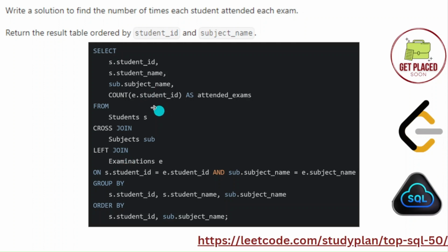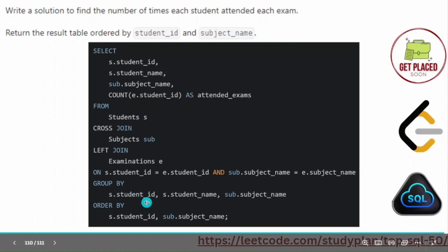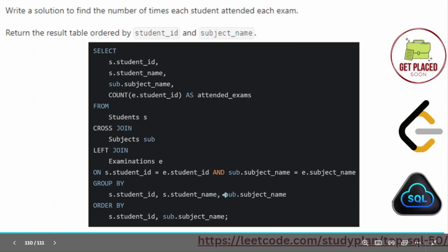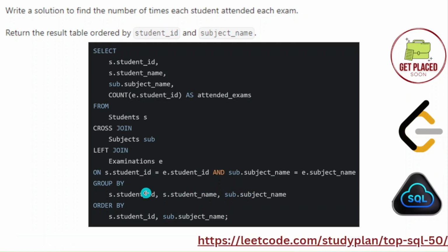Whenever we use an aggregate function like count, average, sum, whatever it may be, we mention group by. What are we doing in the group by? Student ID and student name from the students table and subject name from the subject table we are grouping. This group by clause groups the result by student ID, student name and subject name to ensure the count is calculated for each unique combination. Because of this clause, all the combinations are calculated.